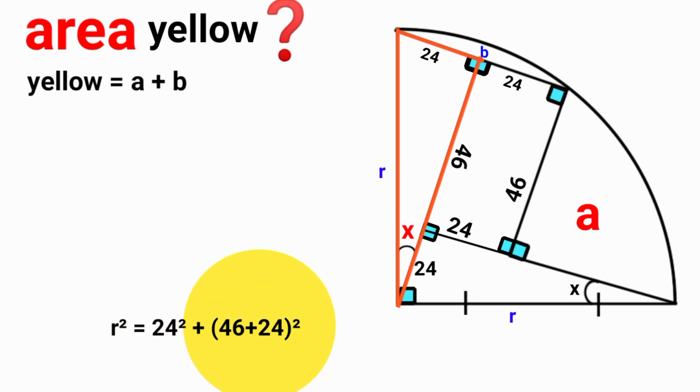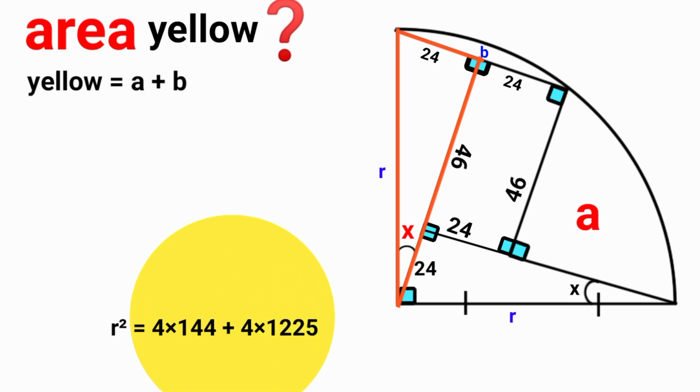46 plus 24 is 70. 70 we know is the same as 2 times 35. 2 times 35 all squared is 2 squared times 35 squared. 2 squared is 4. And 35 squared is 1225. Here 24 is 2 times 12. 2 times 12 all squared is 2 squared times 12 squared. 2 squared is 4. And 12 squared is 144.